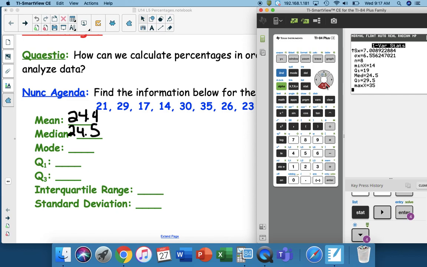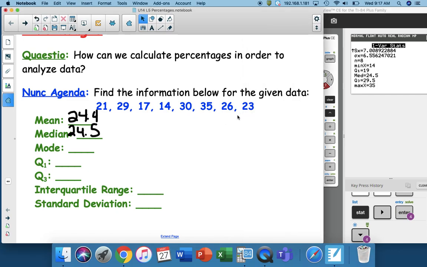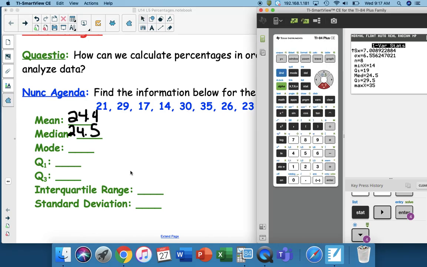Next is our mode. That doesn't show up on here. We gotta look at the list. Does anything repeat more than once? I don't see it. No. The only thing that repeats is Jonathan talking to everyone. Jonathan, stop talking. All right, so mode, there is no mode. So no mode.